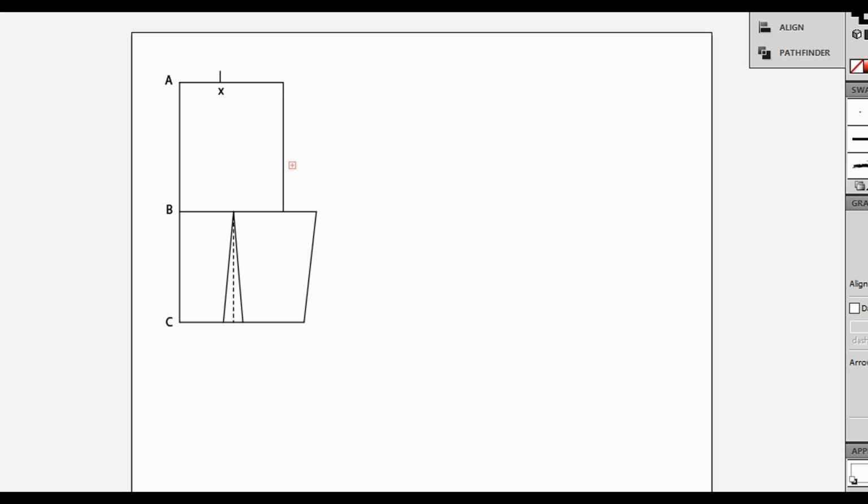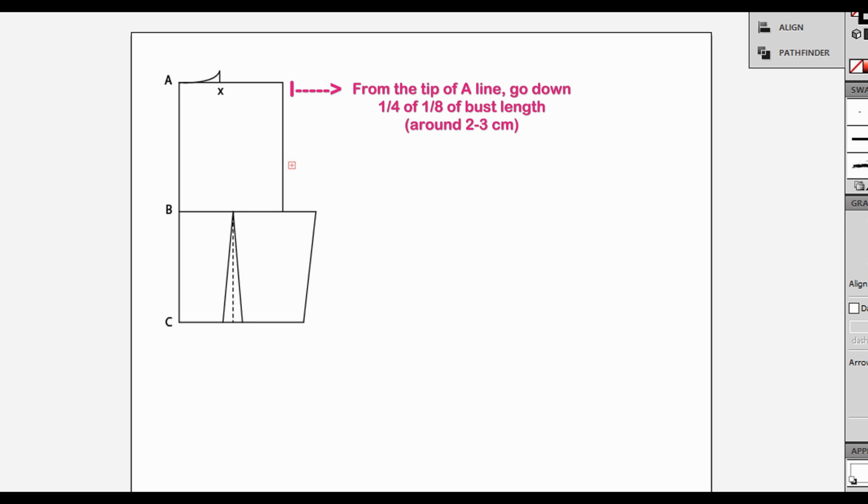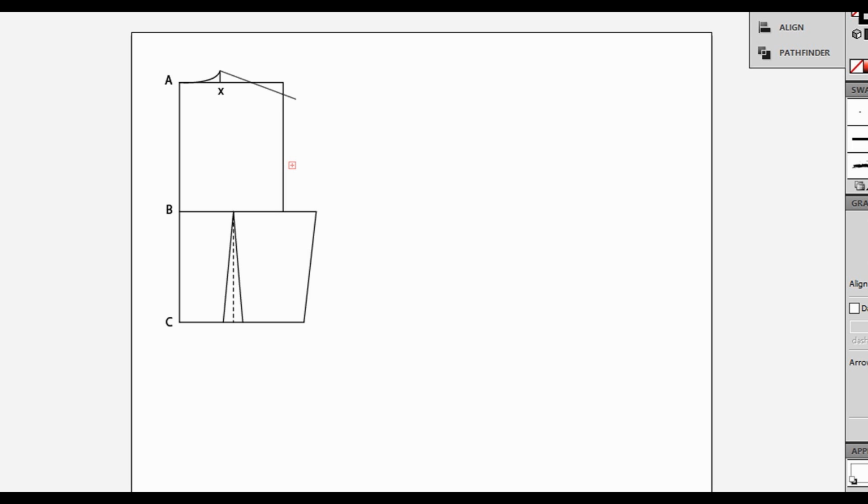Then draw a 1.5 cm straight line from the X mark. Curve down, shaping the neckline. After that, measure 1/4 of 1/8 of bust length, going down from the tip of line A. Pull a line from the tip of the X line to this point. The length for the line is shoulder length plus 1 cm shoulder dart, so mine is 13 cm.